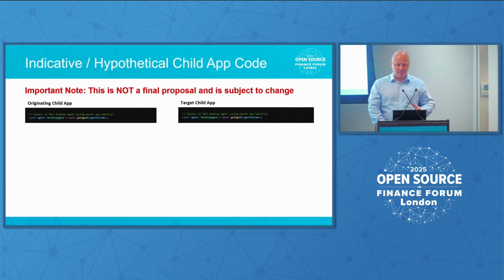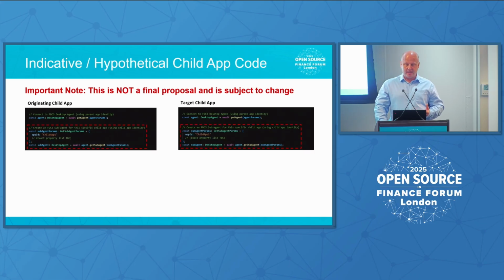Finally, just to try to wrap this up with a little code example, I should prefix this by just saying this is not a final proposal, and this is subject to change. But we've got an originating child app and a target child app example here. So how this would work with subagents is, first of all, a child app would acquire a reference to their parent app's desktop agent. Then they'd use that desktop agent and they'd invoke the new getSubagent method and get a reference to a subagent that's specific to them and uses their identity.